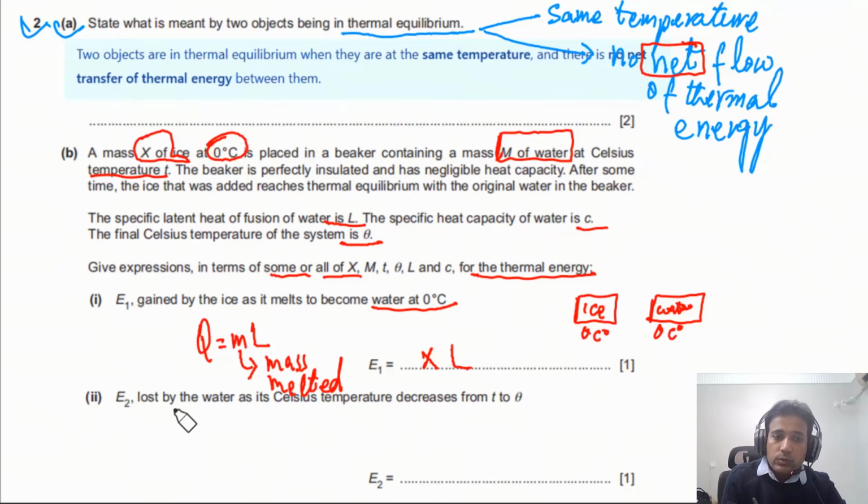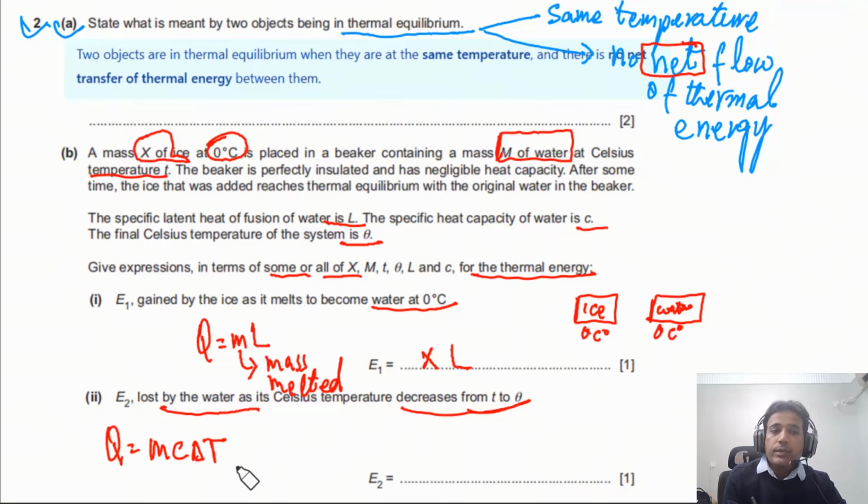Now the second part, E2 lost by the water as its Celsius temperature decreases from T to theta. So in this case temperature is decreasing, so specific heat capacity, and specific heat capacity Q is equal to mc delta T. So we need to find out how much heat is lost. So this is mc, but m in this case has to be mass of water. So this is mass of water times specific thermal capacity of water times the change in temperature, means the initial temperature, because its temperature is dropping, so in this case you will get positive answer.